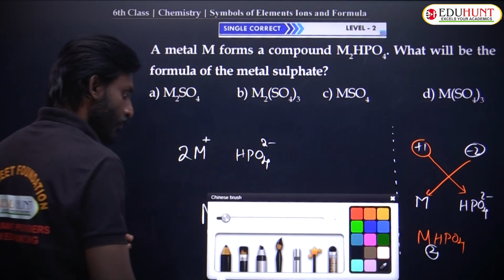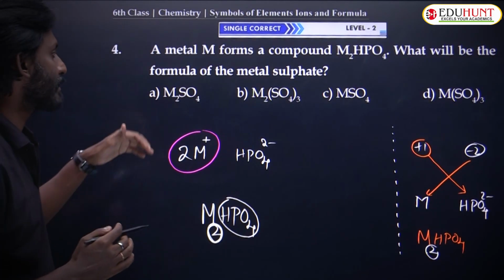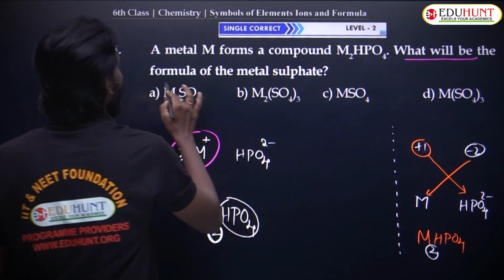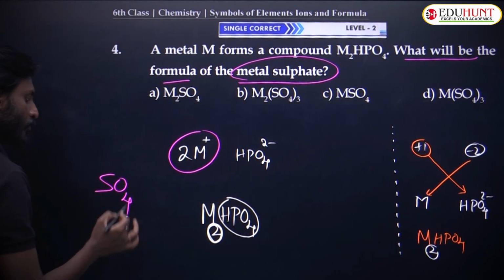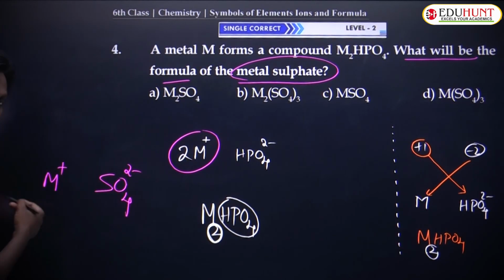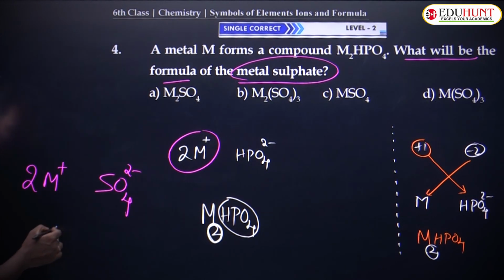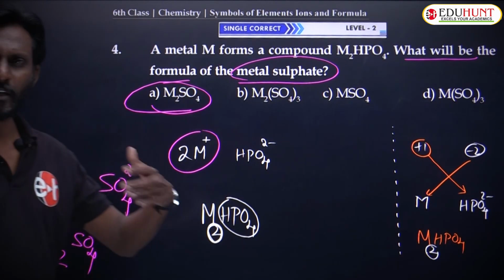So this is how you got the clarity about the cation present here. Now the question is asking, what will be the formula of the metal sulfate? You know sulfate is SO4 2 negative, and you know this metal is M plus. How has it to be balanced? 2 negative has to be balanced by 2 positive. Then take 2 M and make the formula. M2SO4, that is the answer. Okay? Yes, we are going to get similar questions in the next also.